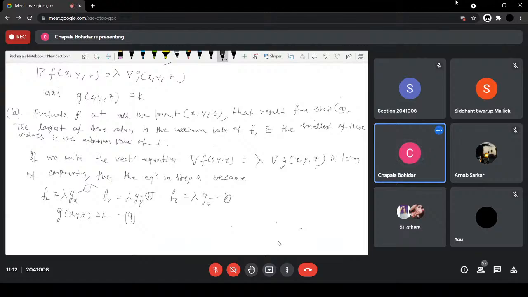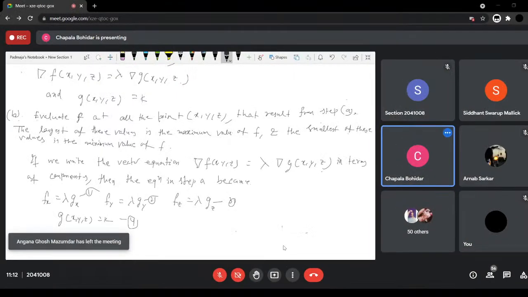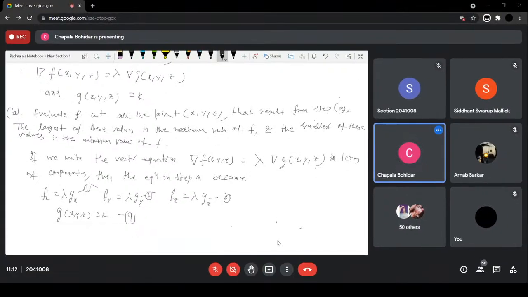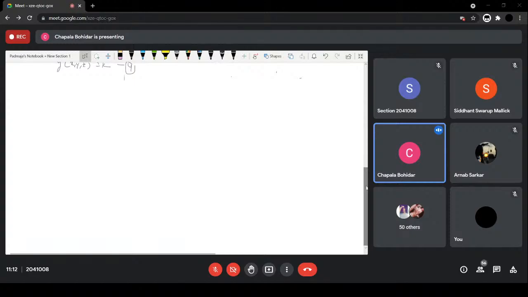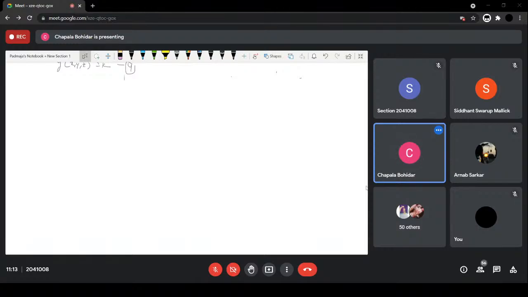So here, an example. The same example I already did in the last article, the rectangular box without a lid, I am doing by using the Lagrange multiplier method. If I solve the example, then it is easy for you to see how to solve by using the Lagrange multiplier.